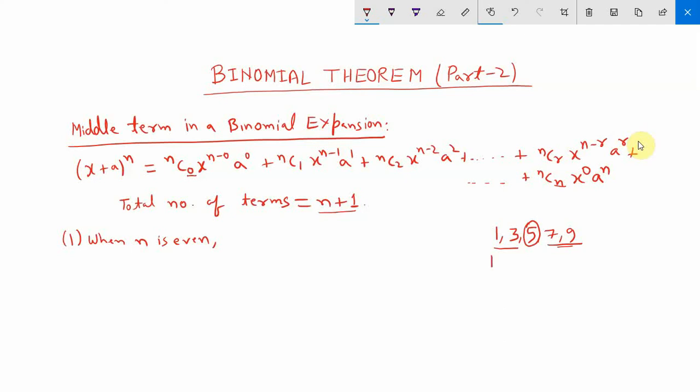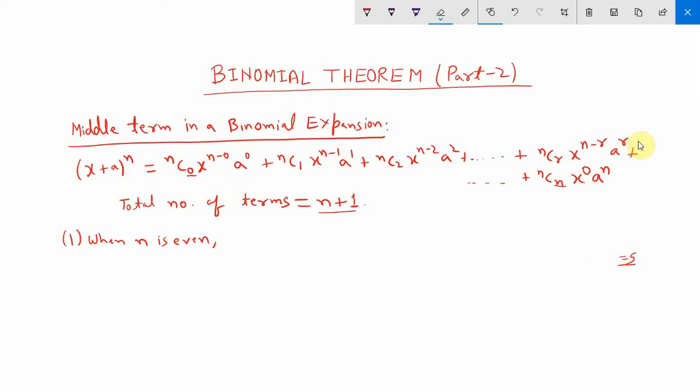If n is odd, we will have n plus 1, that is an even number of terms. If we see here, 1, 2, 3, 4, 5, 6. Okay. So the total number of terms when n equals 5 will be 6 terms, and in this, these two terms are excluded. Now we will be left with two middle terms. So in case n is odd, we have two middle terms. Okay, we will erase this one.